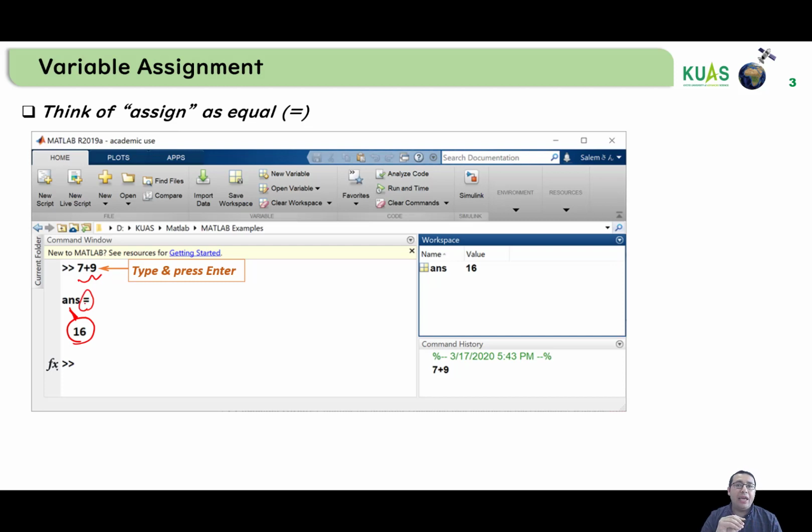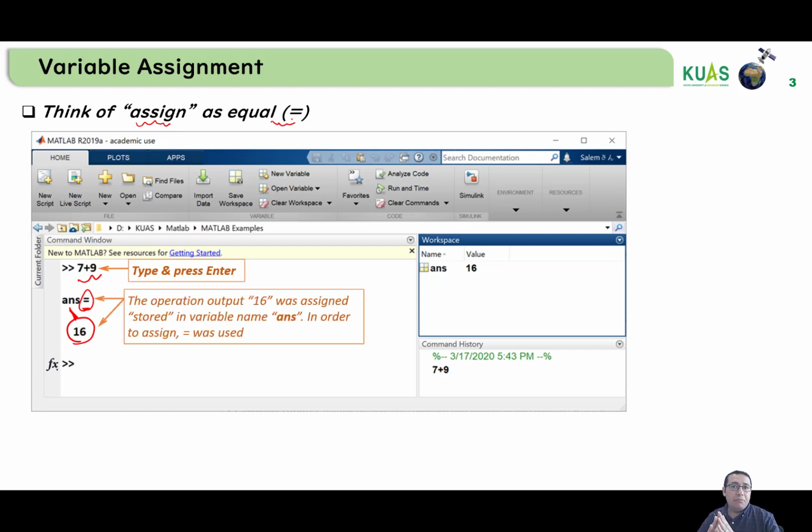So ans is the symbol for answer in the future. The output was 16, and to store this 16 in that variable, which is ans, MATLAB used equal. So you can think of assignment as an equal operation. Basically, MATLAB stored the output in a variable called ans, and this ans is a predefined variable because we didn't say which variable we should store this operation in.